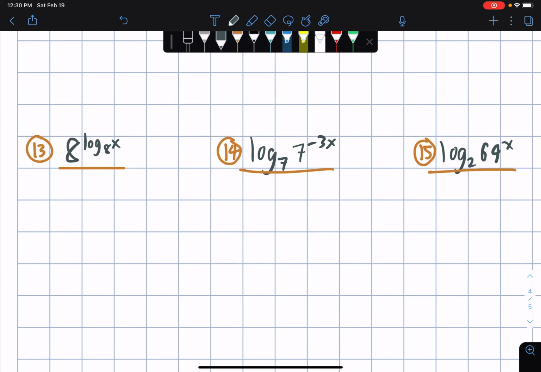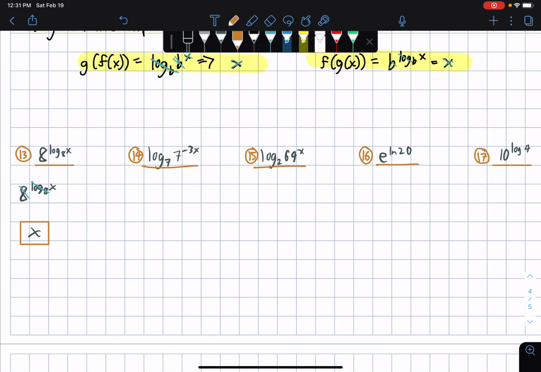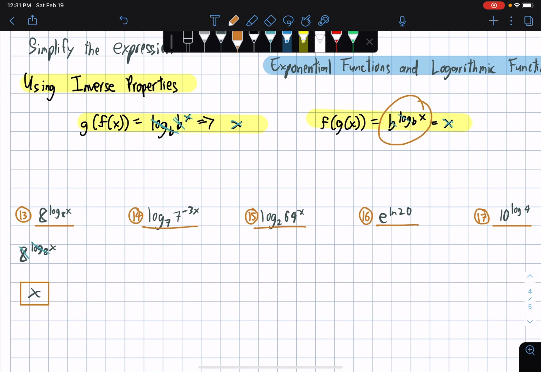For number 13, just copy the expression. Cancel. You know what to cancel? 8 and log sub 8. I'm sorry. So our answer is x. The expression of number 13 follows this format, assuming that b is 8 and log sub 8 is log sub b.